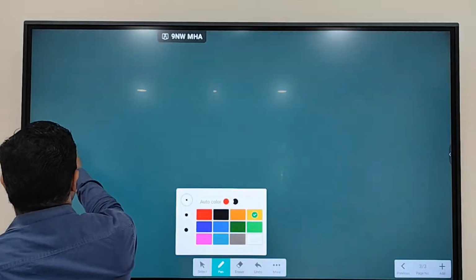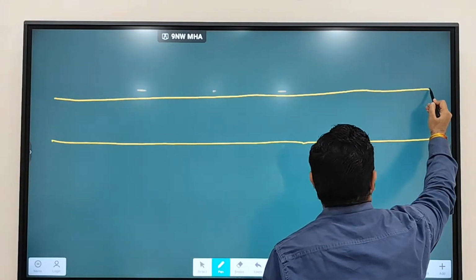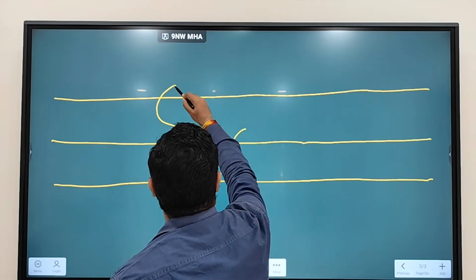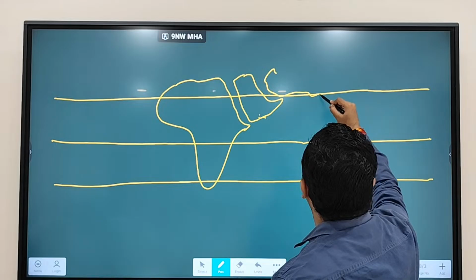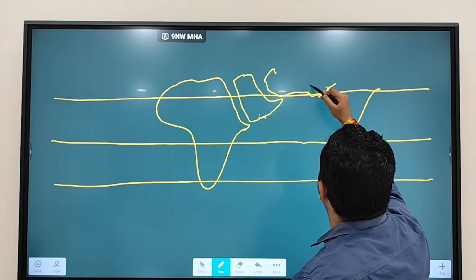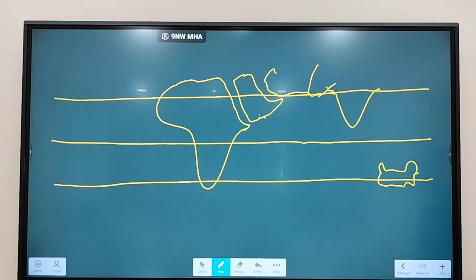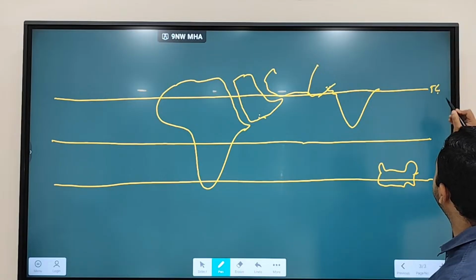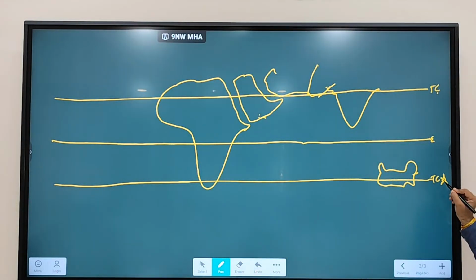So again, assume the same thing. This is your equator region, Tropic of Cancer region, and Tropic of Capricorn region. Fine. So this was Tropic of Cancer, this was the equator, and this was Tropic of Capricorn. We discussed what will be the sun position when the sun is overhead at Tropic of Capricorn? Winter. That is 22nd December.